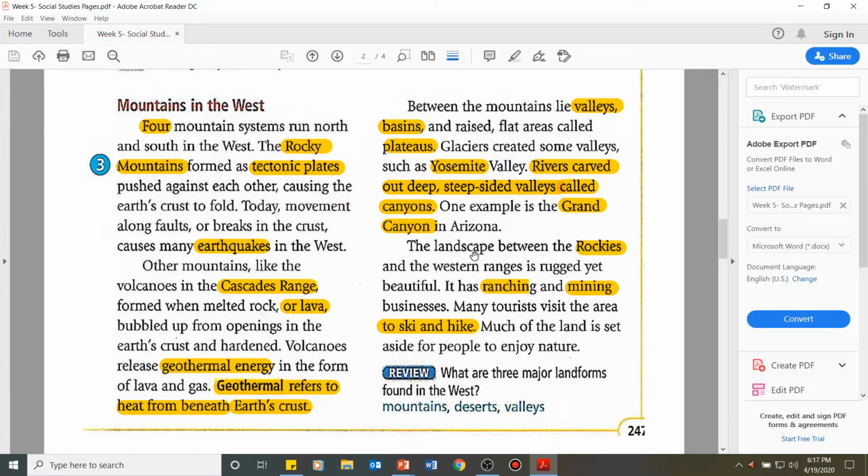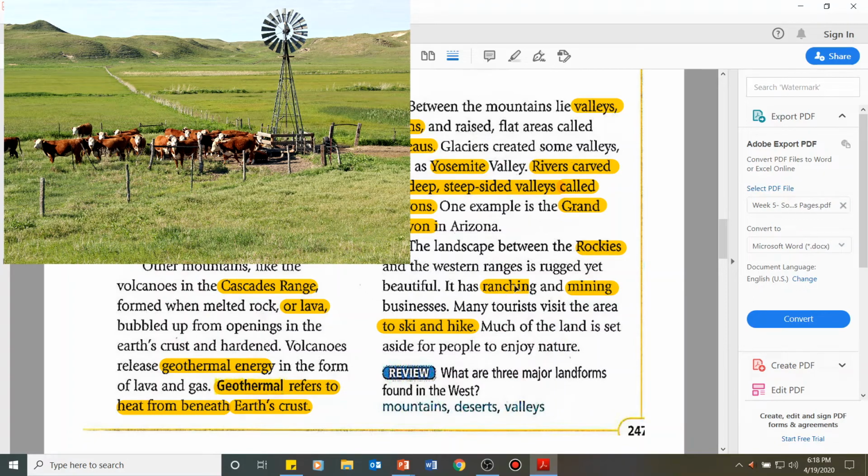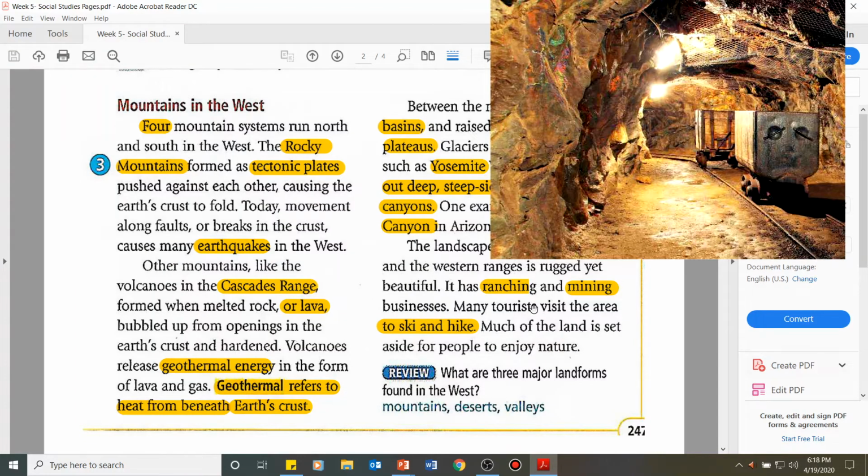Next, the landscape between the Rockies and the Western Ranges is rugged yet beautiful. So when you say Rockies, it's the same as the Rocky Mountains. Okay, so they just shortened the words Rocky Mountains into Rockies, and the Western Ranges are rugged yet beautiful. It has ranching and mining businesses. So the people in the West have two main businesses. We have ranching and mining. So I'm going to show you pictures right now of ranching over here and mining.